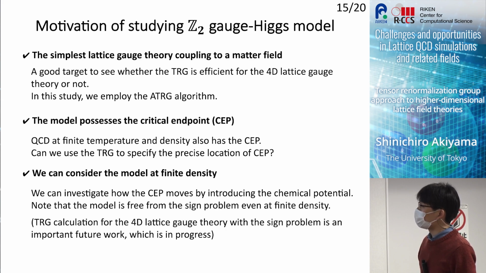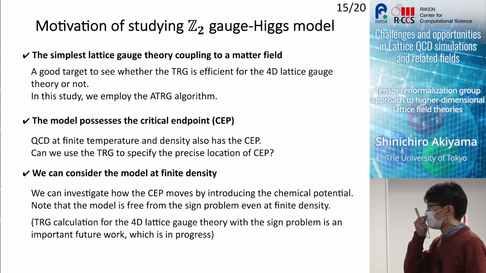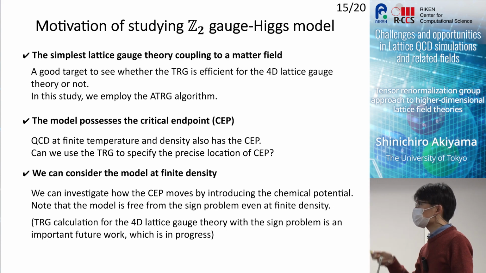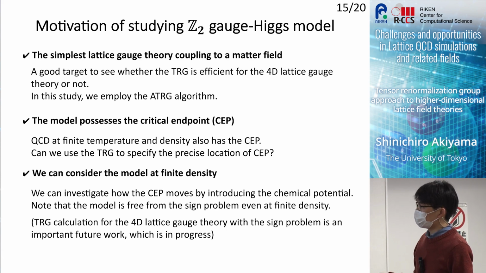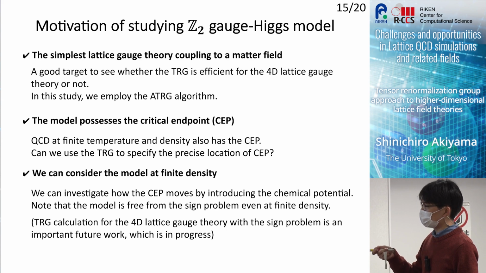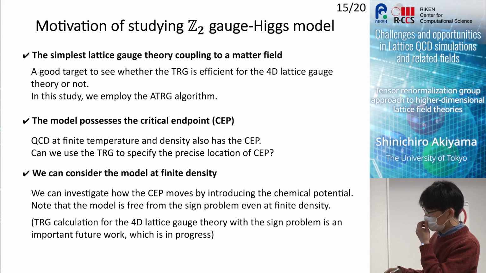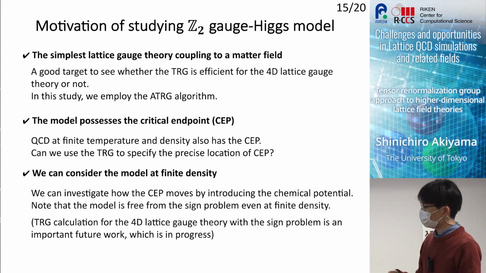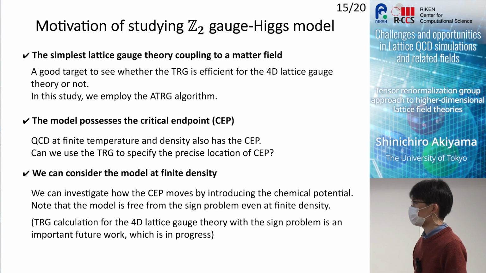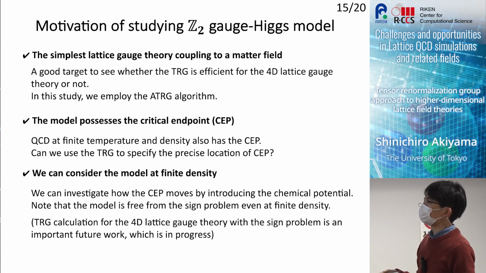And in this work, we have employed an anisotropic TRG algorithm with parallel computation. The second point is that this is a very simple gauge theory, but the model possesses a critical endpoint. For example, in the case of QCD at finite temperature and finite density, determining the precise location of the critical endpoint is a very important task. So I am interested in whether we can specify the location of the critical endpoint by using the TRG technique.